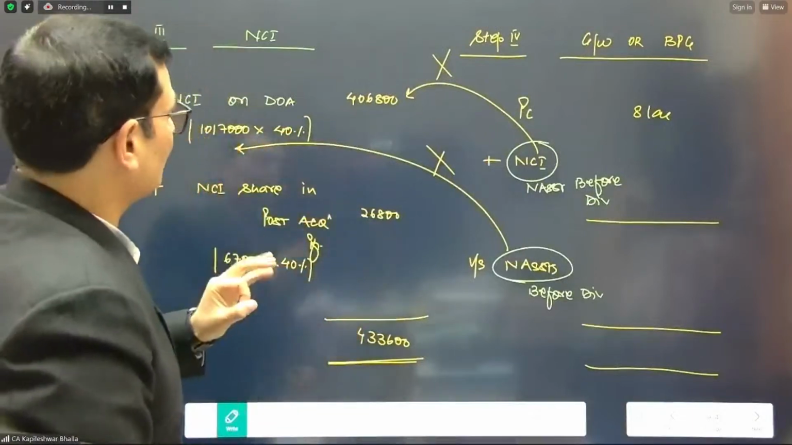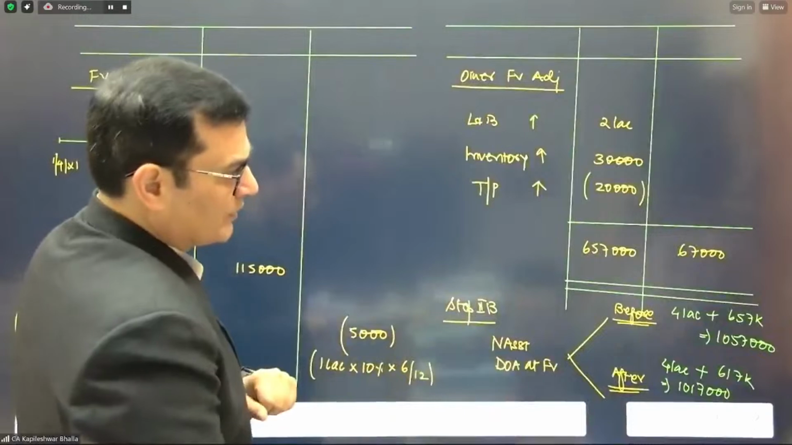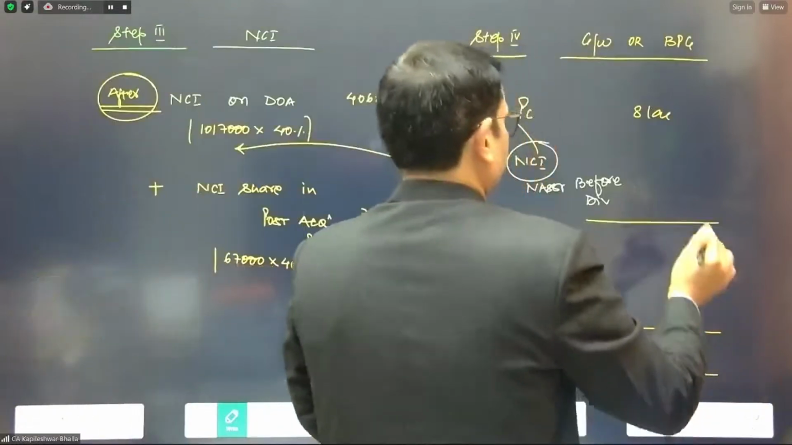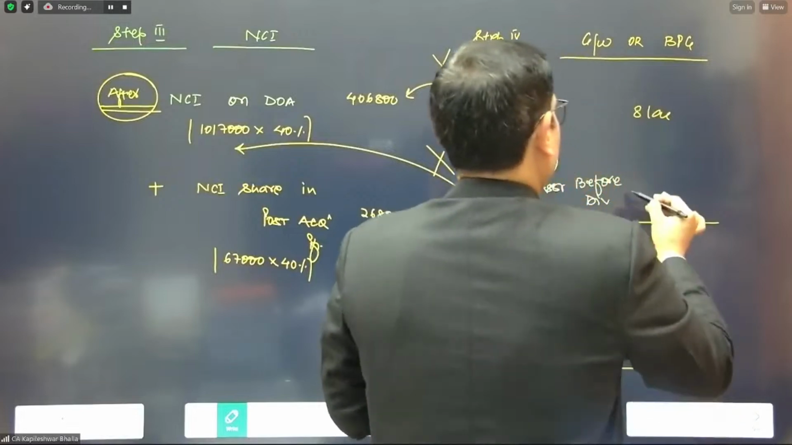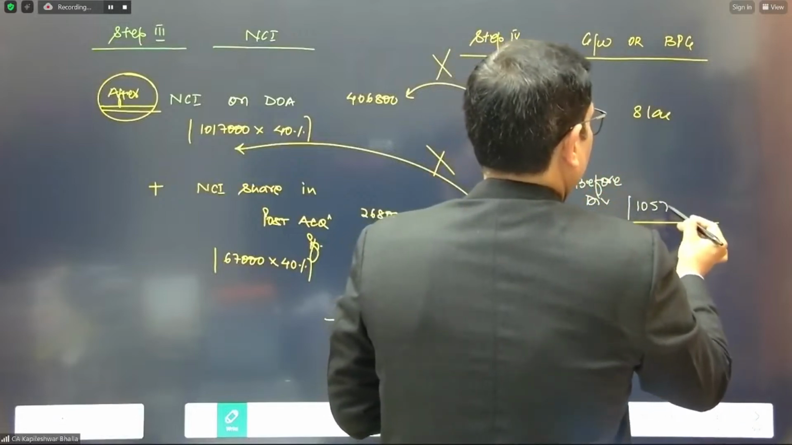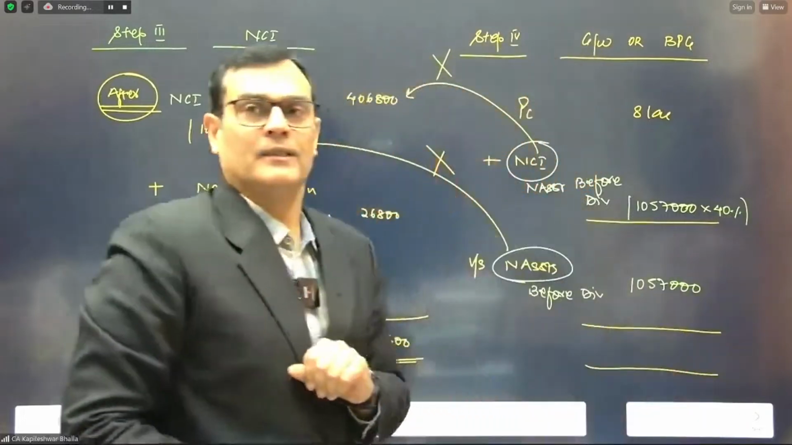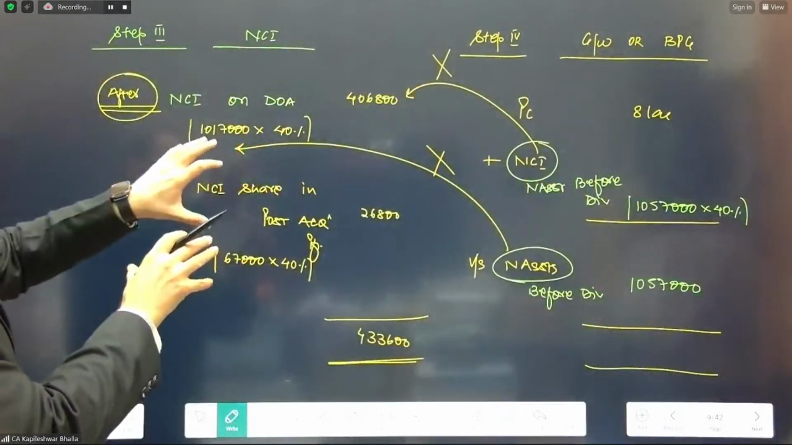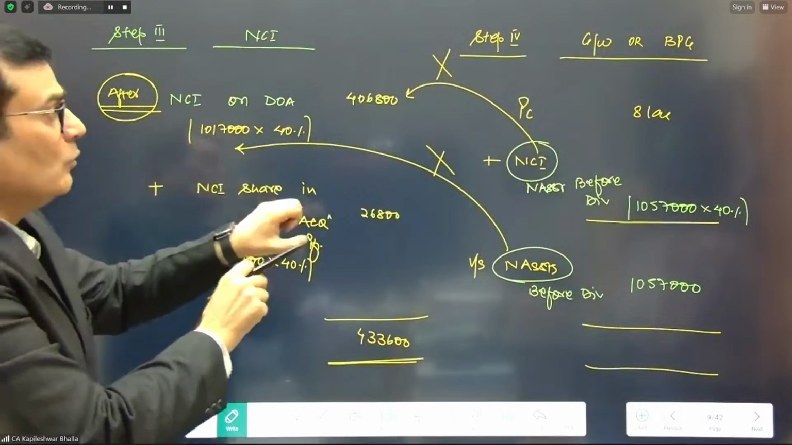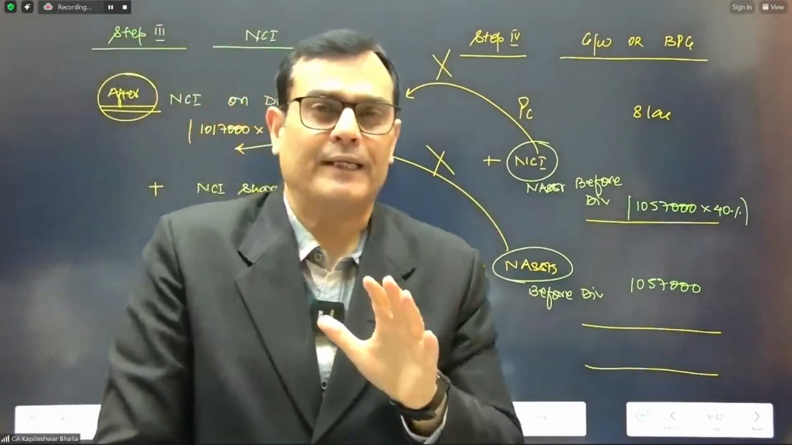Okay. So for the NCI, we've done 2 net assets calculations. What is before dividend is 1057. So this becomes 10,57,000. And the NCI is 1057 into 40%. So that focus needs to be very clear that when you're looking at NCI, we need status after. When you're looking at goodwill, we need the status before, and you know the logic why.